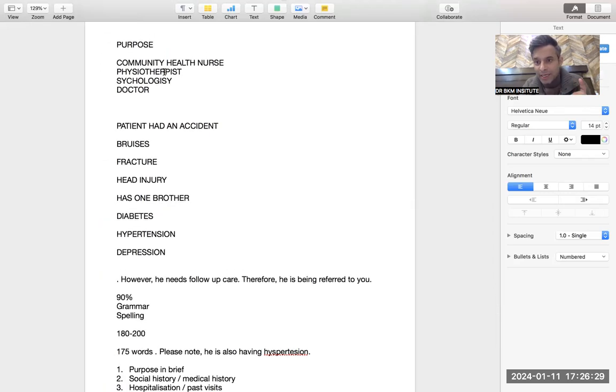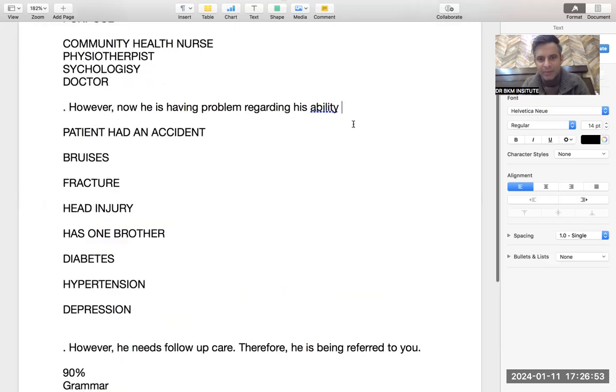Suppose you are writing a letter to the physiotherapist. Again, you will tell that a physiotherapy patient had an accident, required treatment was given, his condition has improved, but now he is having a problem regarding his mobility. Obviously, if you are writing to a physiotherapist, that would have been the main problem regarding his ambulation or mobility. And that is the best part of OET. This would be given in the writing.